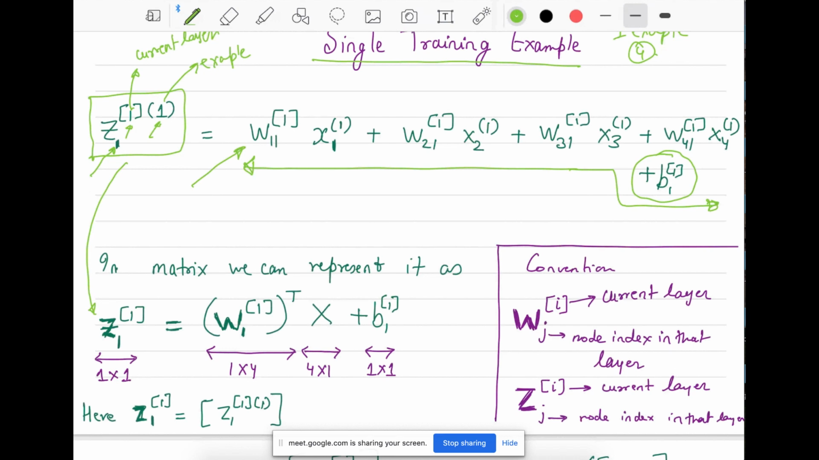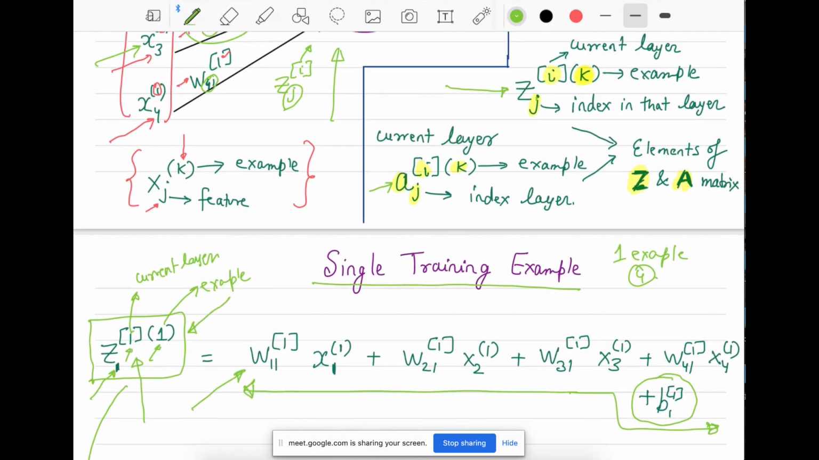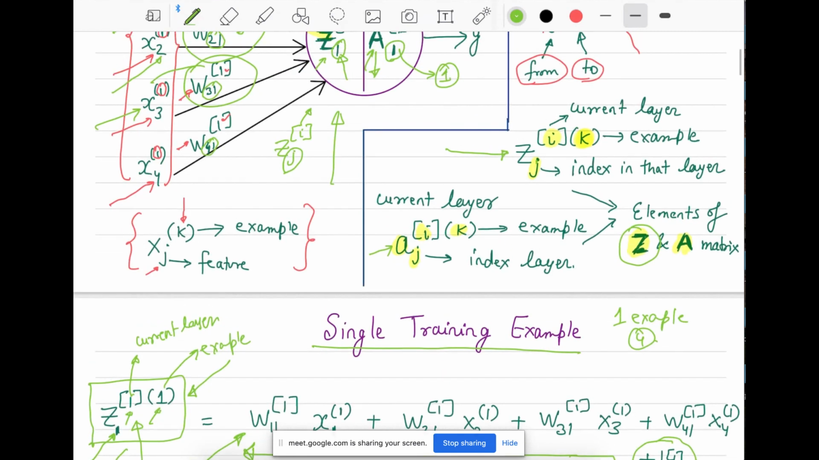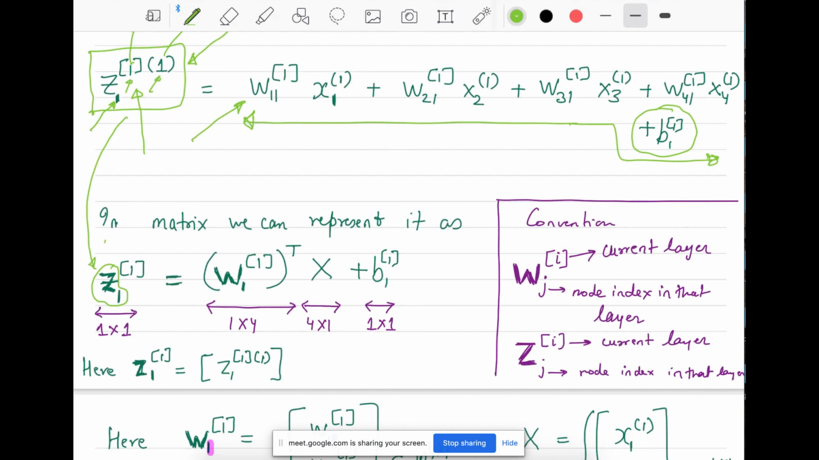As you can see, this Z1 is now bold. Earlier it was like this, and I told you that the one I am discussing here is the components of Z. As you can see here, we have these components, and these components will be the elements of this matrix Z. That's why I am writing it as bold Z here. This bold Z has only one component in this matrix, and that is Z11. And now the second thing is, we can write this expression which is written over here in a very simplified way using this: W11 transpose X plus B11.